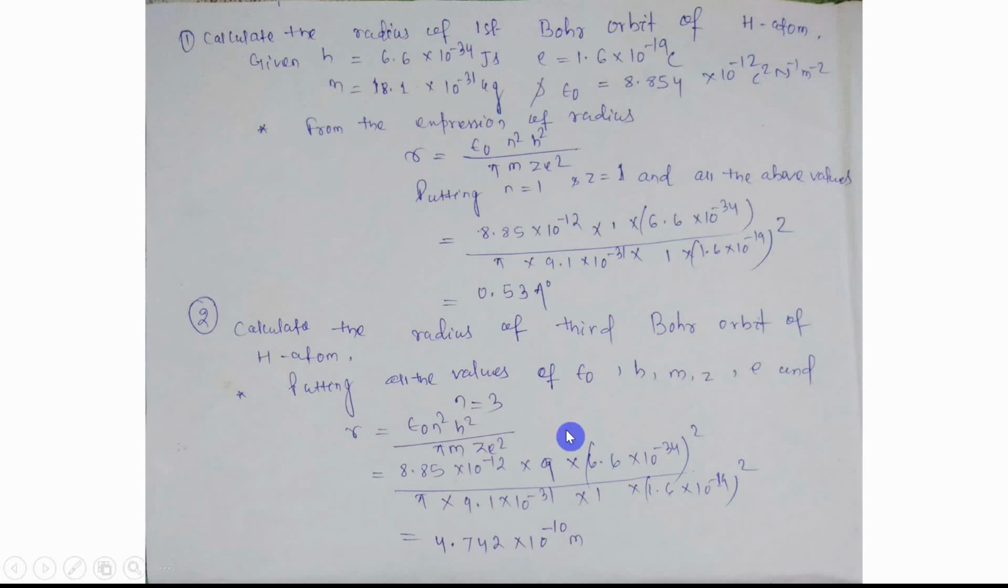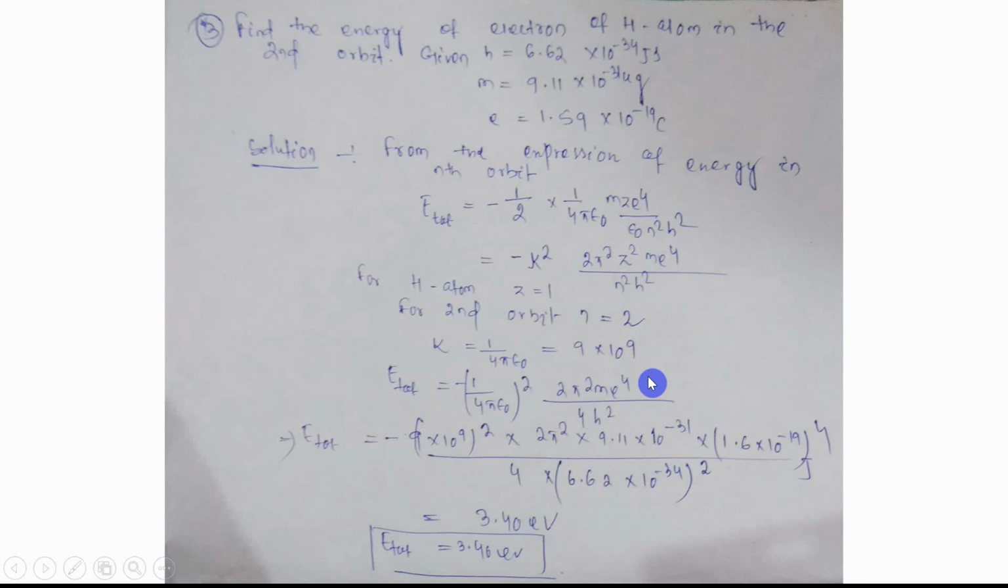This is all about the two problems, how to calculate the radius of the orbit in the first orbit or in the second orbit. You can also calculate the radius of the hydrogen atom in the third and fourth orbit. You can calculate such types of problems, and you can solve the problems from your book also. And this is all about it.